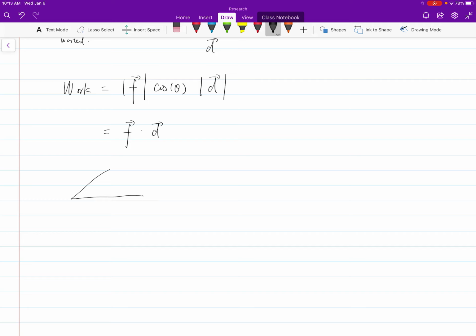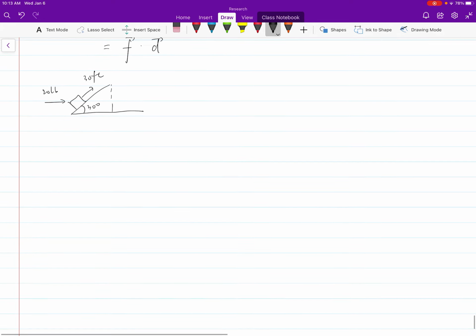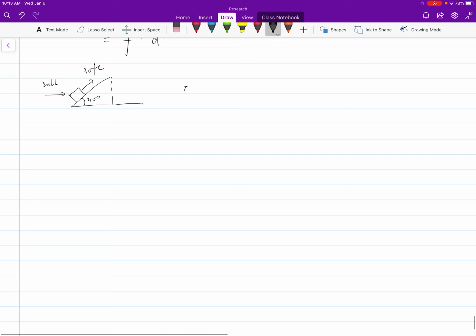So if you think about what's going on here, 30 degree, and if you end up pushing this one horizontally with 20 pound, and this one ends up moving for 30 feet along the incline, how much work have you done? And of course, it's not going to be 20 times 30 equals 600. It's going to be less than that, because part of your effort is wasted.